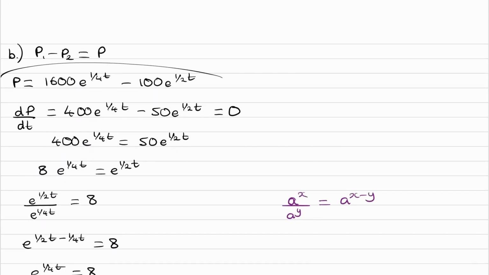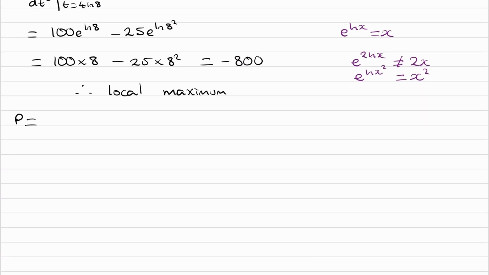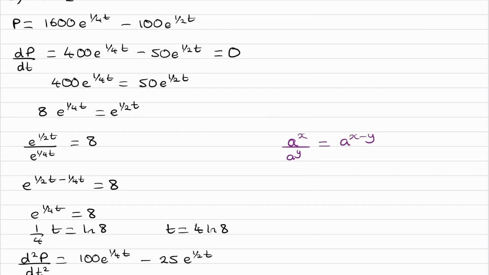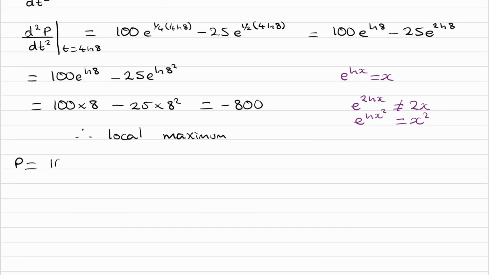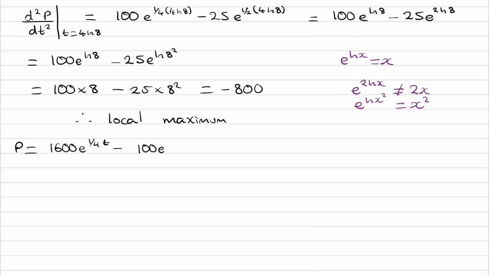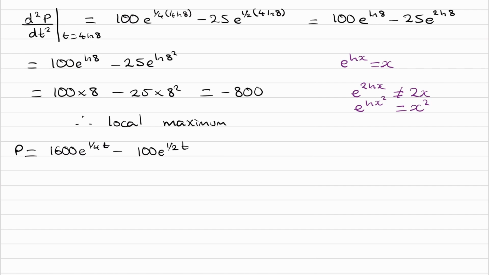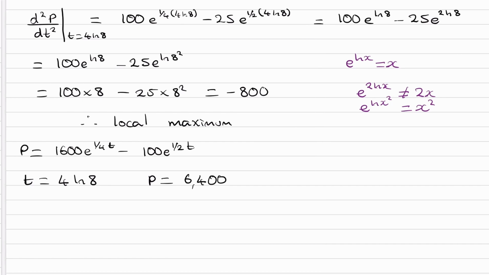We can then put that into our population equation to work out what P is. So on to the final part now. Population from before was 1600 e to the quarter t minus 100 e to the half t. And then we can put in t is equal to 4 ln 8 into this. I don't think I'll do this manually this time. I'll just put it straight into my calculator. And then we end up with population is 6,400. And that is our answer.